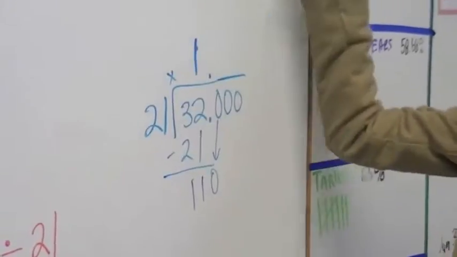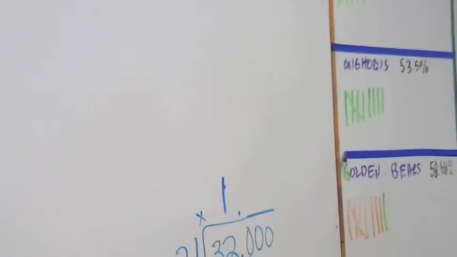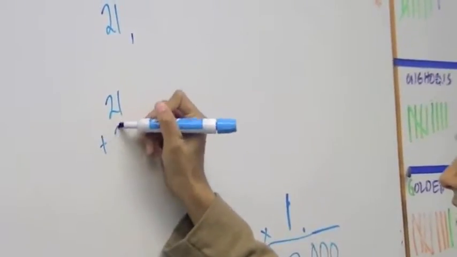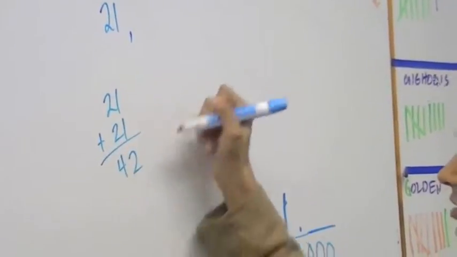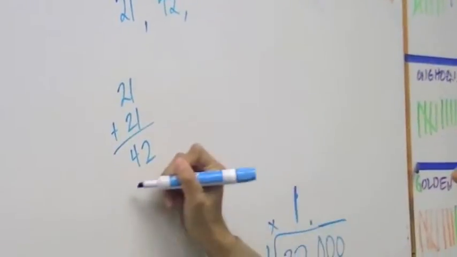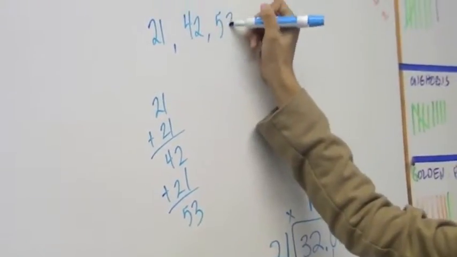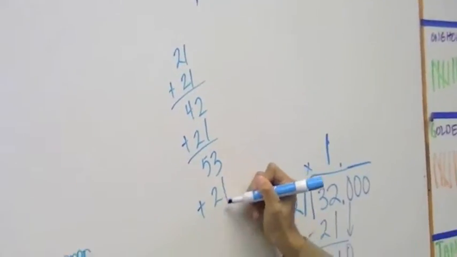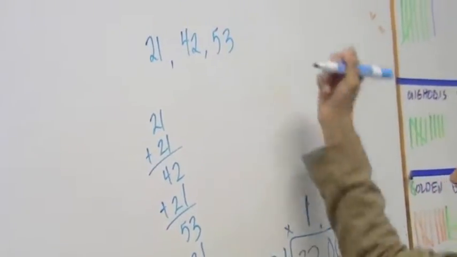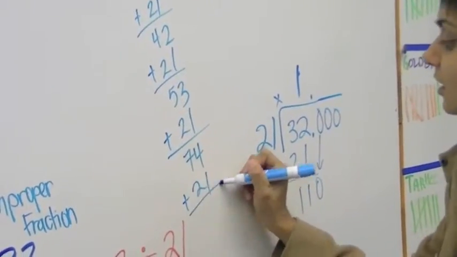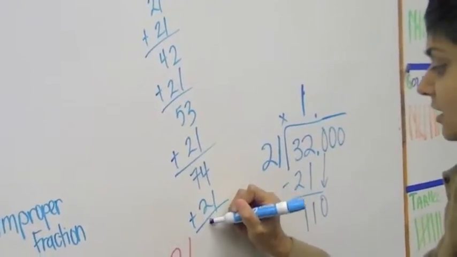So I'm going to go ahead and skip count across the top to make sure that I don't make any mistakes. 21 plus 21 equals 42. Plus 21 is 53. Plus 21 equals 74. Plus 21 equals 95.